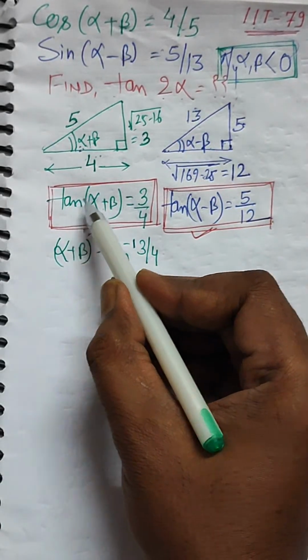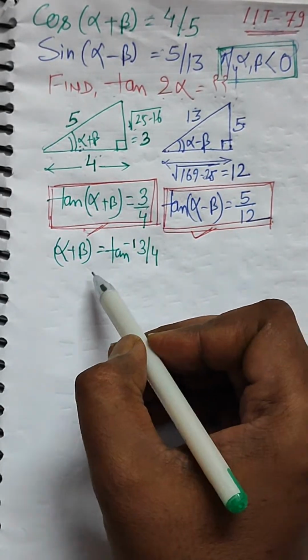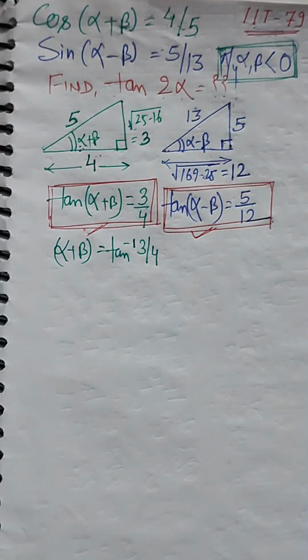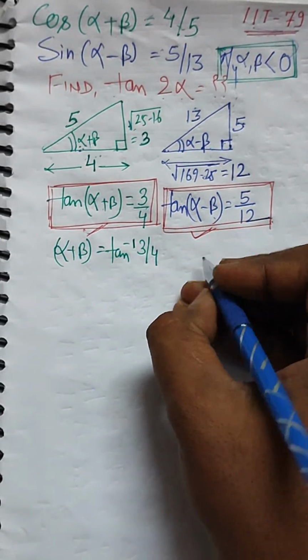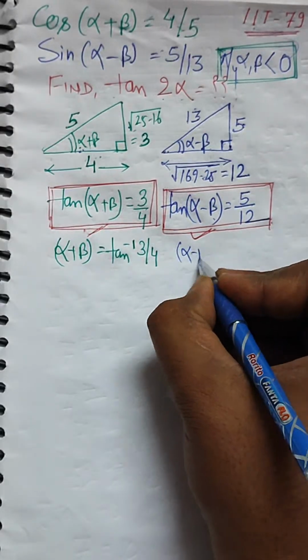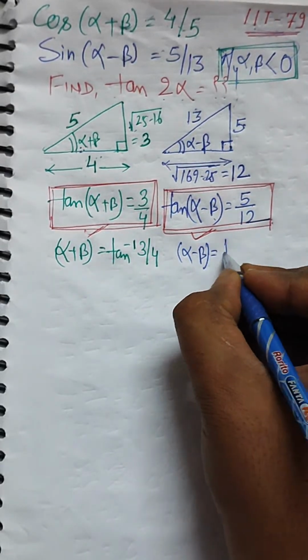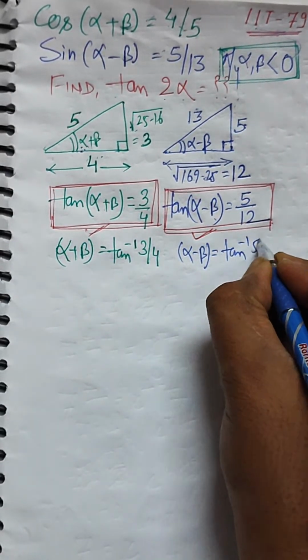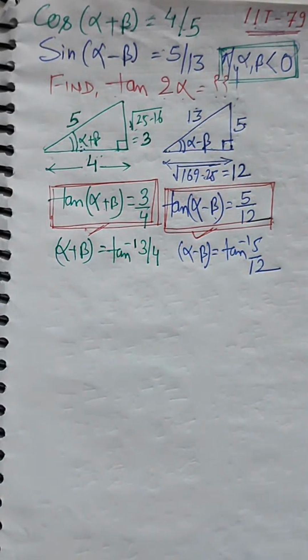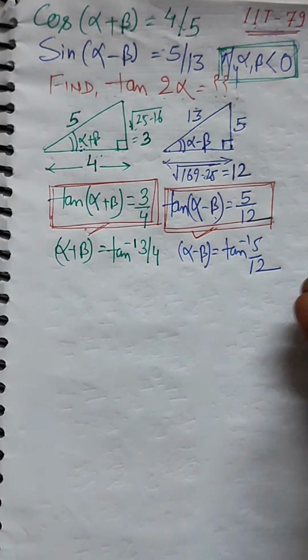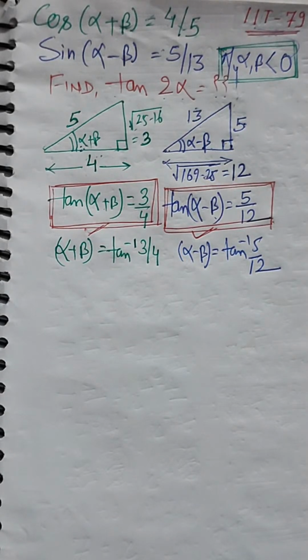Because this tan goes into the RHS, that's why it's tan inverse 3 by 4. And similarly from here, the value of alpha minus beta is calculated as tan inverse 5 by 12, right? Now we have almost solved our question. Let us see how.